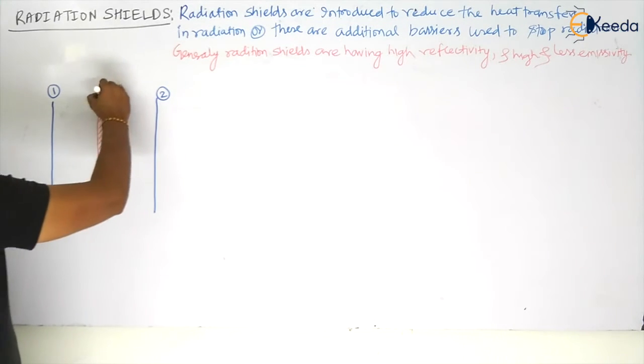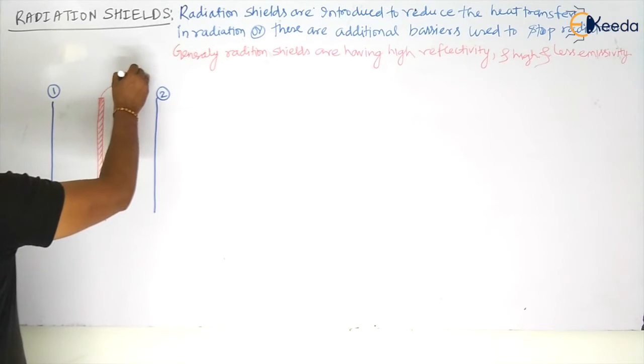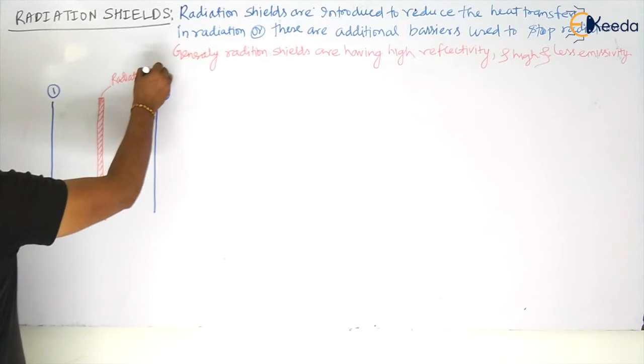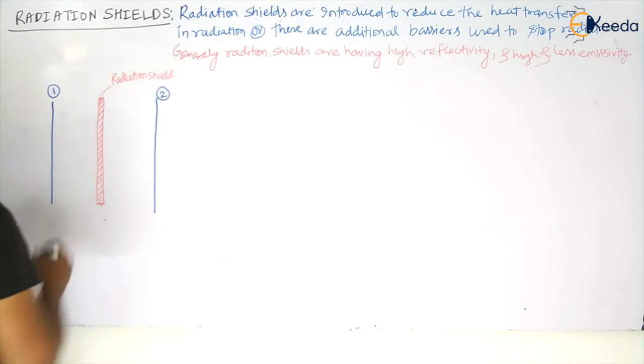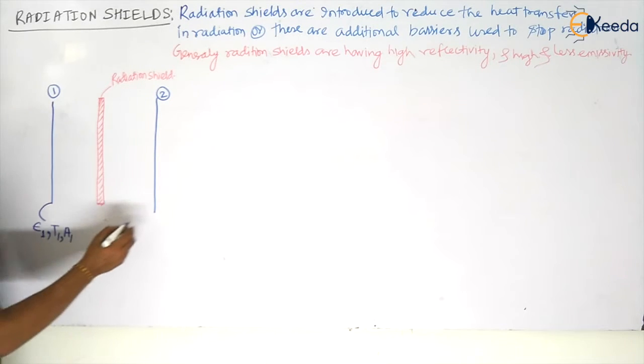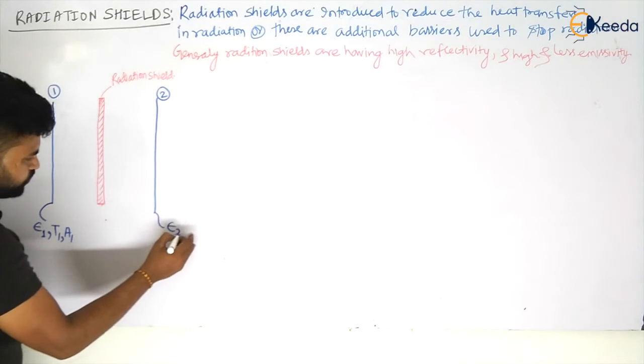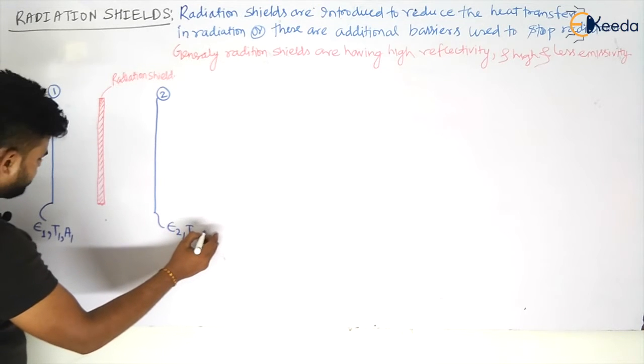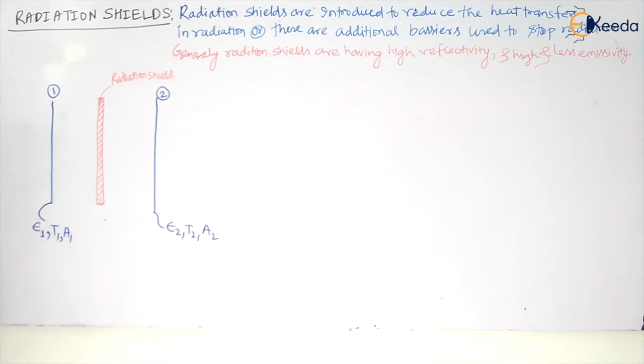Okay, that is your radiation shield. Now let us see. If this surface has emissivity epsilon 1, temperature T1, area A1, and this has emissivity epsilon 2, temperature T2, area A2, my dear students, this has area A2. Now, what will happen? Let us see.